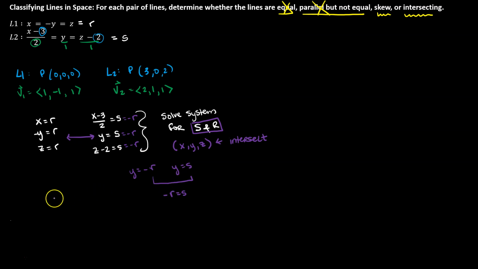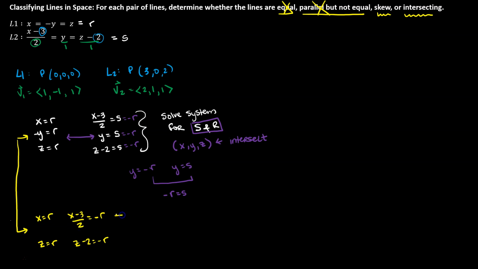And then we can rewrite our system. x equals r. I also have (x minus 3) divided by 2 equals negative r. And then we have y equals r, and z minus 2 equals negative r. I'm skipping that center equation because we've used it. So if we use this, then the result is the following four sets of equations. And now we can start to work these against each other.